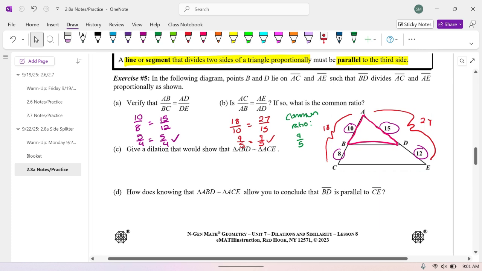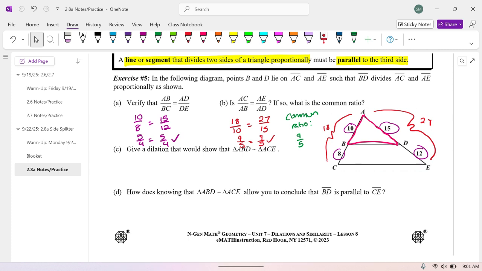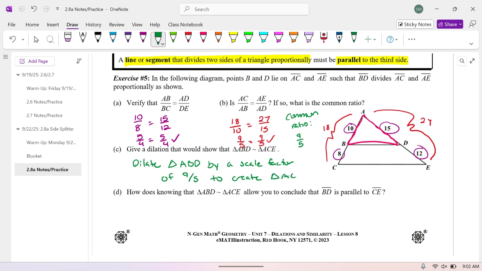So if we wanted to give a dilation that would show that ABD is similar to ACE, all we would say is that we would dilate triangle ABD by a scale factor of 9/5 to create triangle ACE.